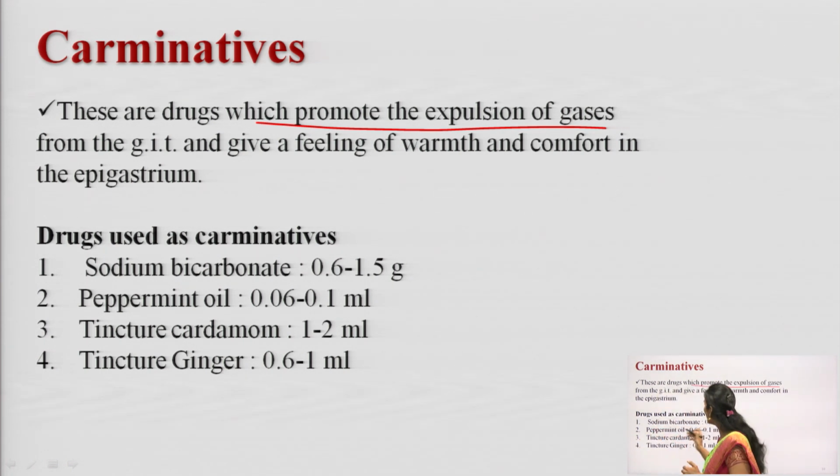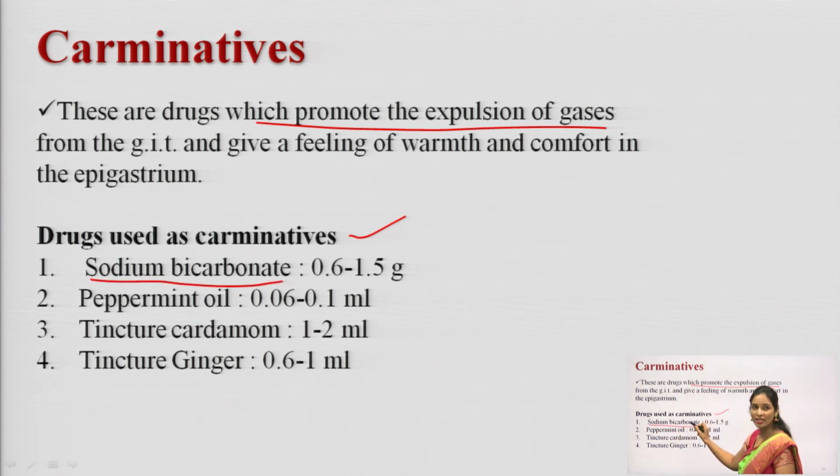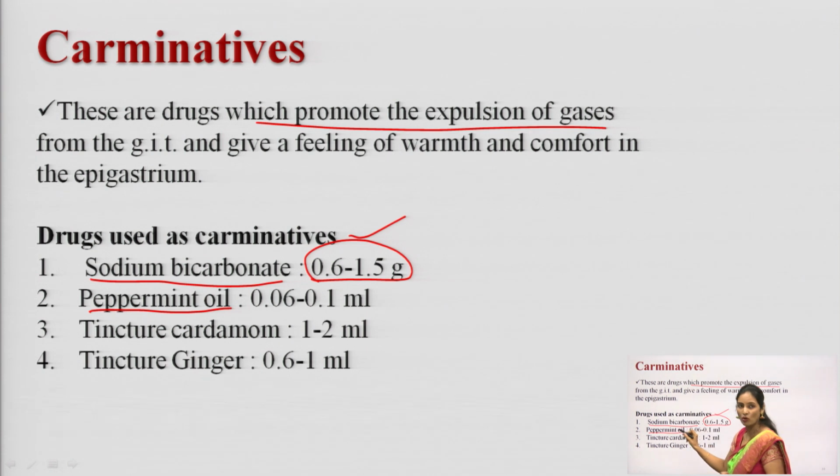So, what are the carminatives you can use here? The drugs used as a carminative: sodium bicarbonate. Sodium bicarbonate is used as a carminative in a dose of 0.6 to 1.5 grams. Next one, peppermint oil. Peppermint oil is also a carminative drug. In which dose? 0.06 to 1 ml.